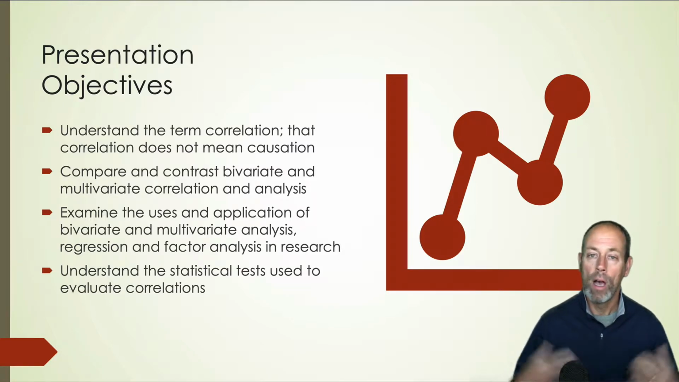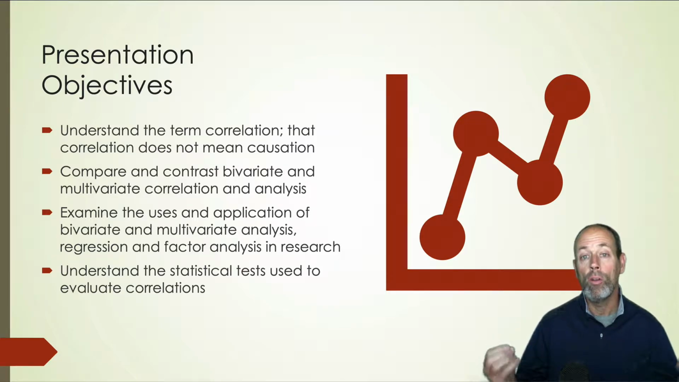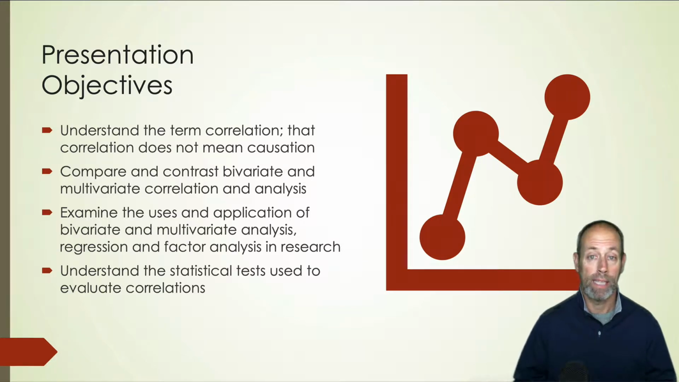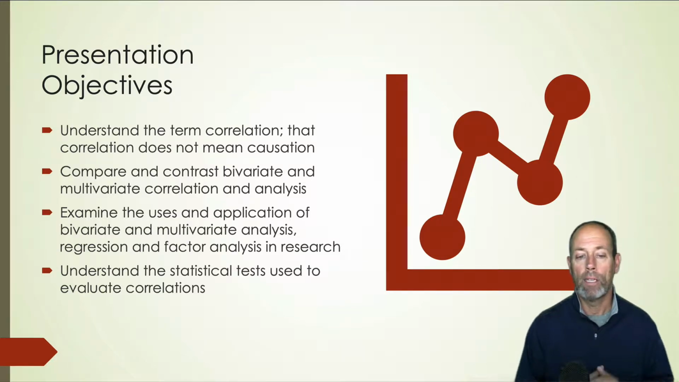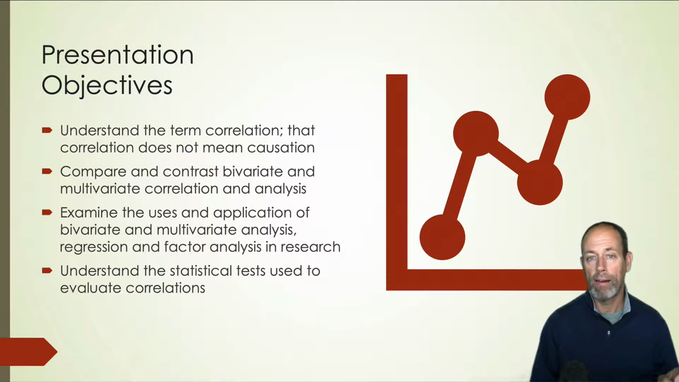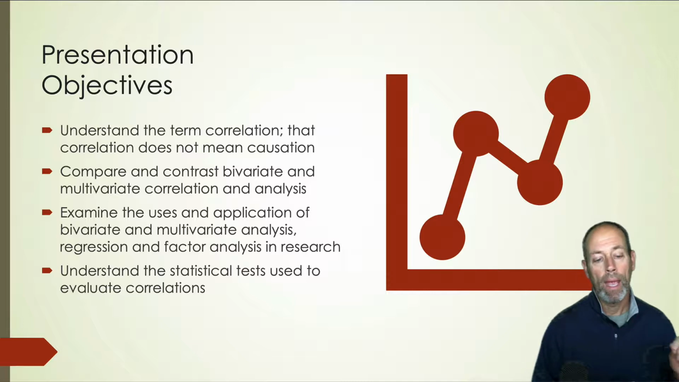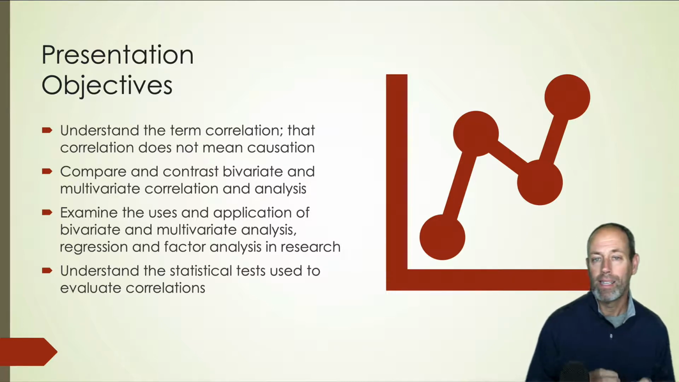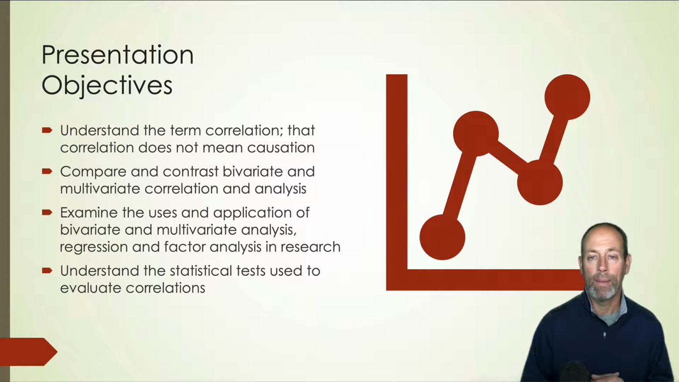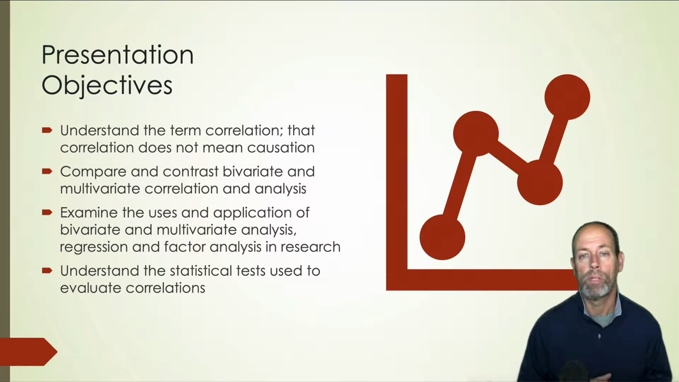That's not always the case, but it is a potential correlation that could be significant if we examine that type of data. We'll compare and contrast bivariate and multivariate correlations and multivariate analyses. We'll examine the use and application of bivariate and multivariate analyses, specifically with examples from the research in fitness and wellness. And then finally, we'll talk a little bit about the statistical tests that are utilized to examine the relationship between two variables to tell us how strong the relationship between the variables is and whether that relationship is statistically significant.